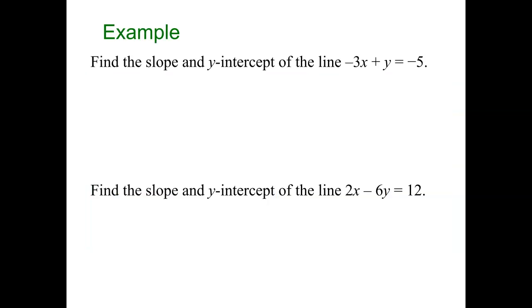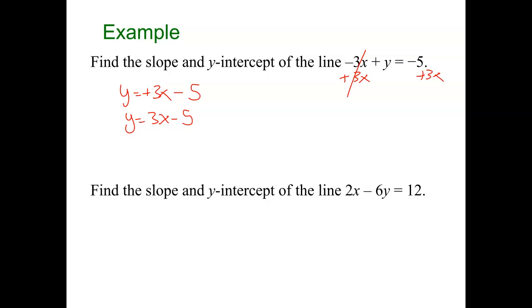Alright? So, find the slope and y-intercept of the line -3x plus y equals -5. What can I do to get y by itself? Add 3x to both sides. That's going to get rid of it from the left. And y is going to equal a positive 3x. We don't need that plus sign, but I'm putting it there anyway. Positive 3x minus 5. So y equals 3x minus 5. Alright, am I in slope-intercept form? Yes.